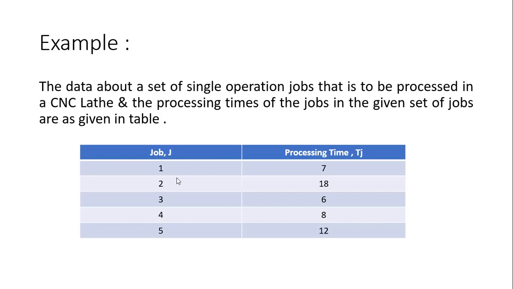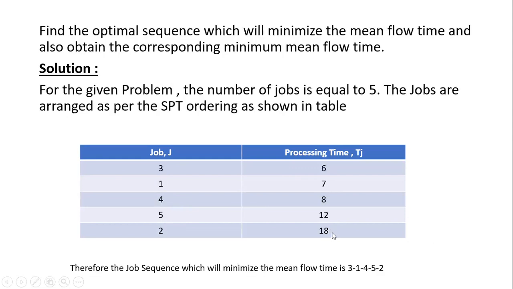See, there are 5 jobs. Job 1 has a process timing of 7 minutes, job 2 has 18 minutes, job 3 will take around 6 minutes, job 4 will take 8 minutes, and job 5, 12 minutes. Find the optimal sequence for the given batch of jobs which will control the mean flow time, and also obtain the minimum mean flow time of the schedule.